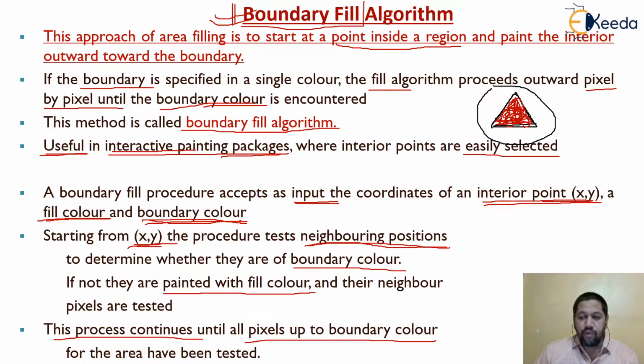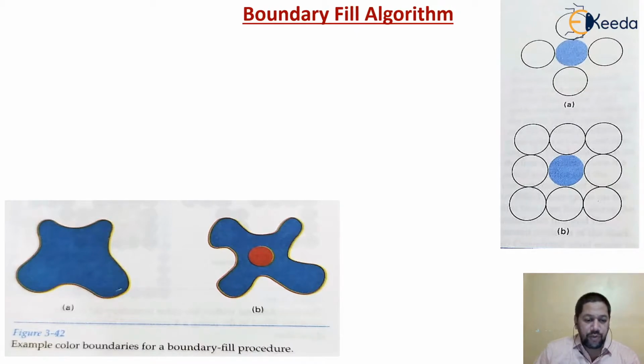Okay, so let us move to the next point to understand the things in detail. I'm moving to the next slide. Now, if you look at this particular diagram, I have drawn it just for example. Example: color boundaries for a boundary fill procedure. Suppose this is my polygon, or my object, and I want to fill this with blue color. So the fill color is blue. The background color is obviously white, but the boundary of this polygon may be yellow, or black plus yellow or brown color. So this is my boundary color.